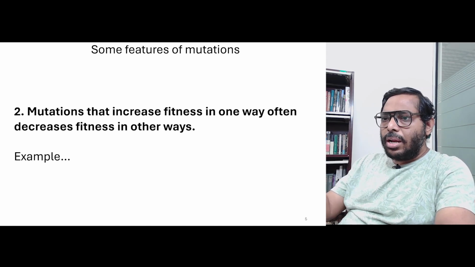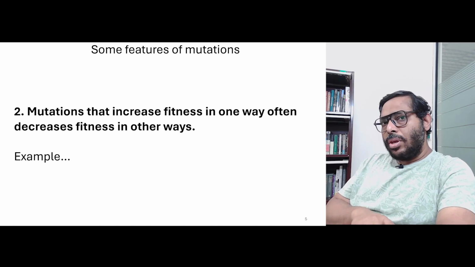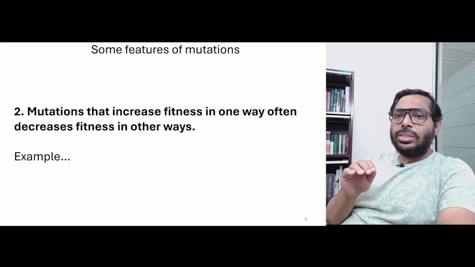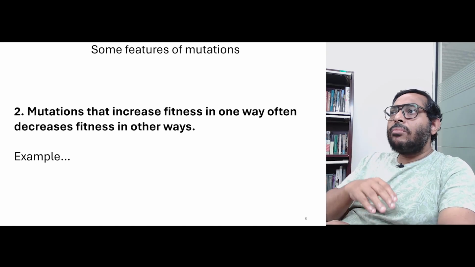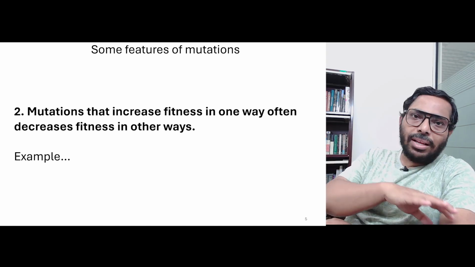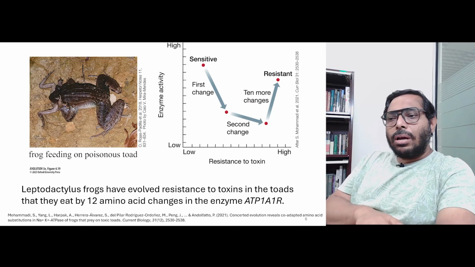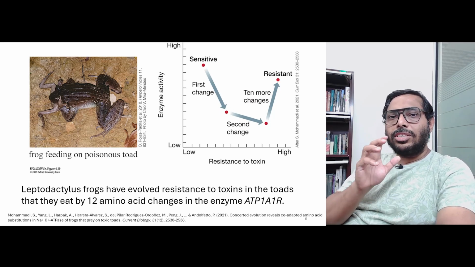The second interesting thing about mutation is that many times the effects of a mutation involve a trade-off. In other words, if it ends up benefiting you in one way, there are many cases where the mutation ends up having harmful effects in other ways. Just to give you one example, this is a particular frog which ends up eating poisonous toads.